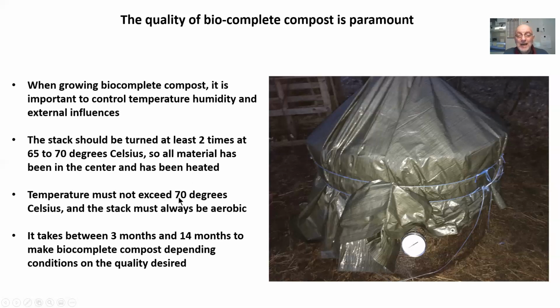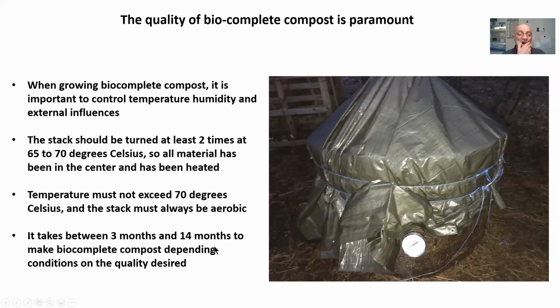So if we get up high in temperature, the problem is that the bacteria will use an awful lot of oxygen, and you can actually make it anaerobic in a very, very short time. And then how long does it take? It takes between 3 months and 14 months to make biocomplete compost, depending on the condition and the quality desired.